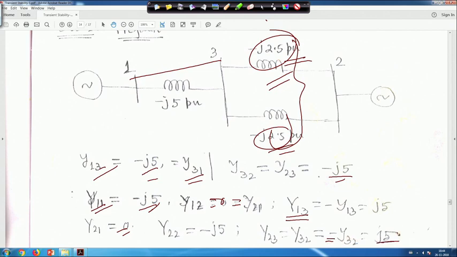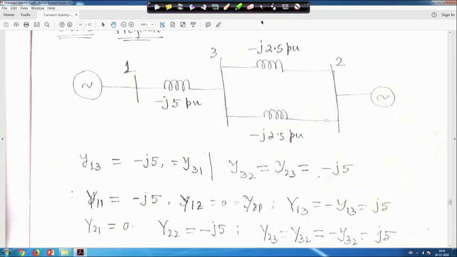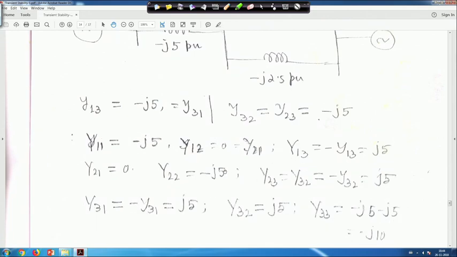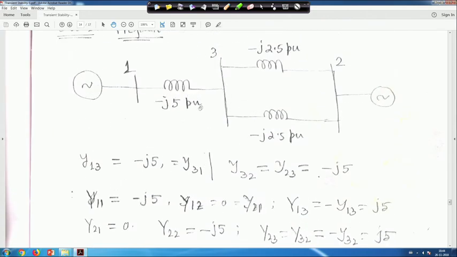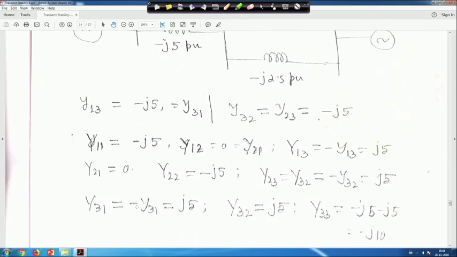This is my pre-fault Y matrix. Now, this matrix I have shown later, but in terms of this, similarly one thing is left. Y31 is equal to minus capital Y31, which is equal to minus small y31, which is equal to j5.